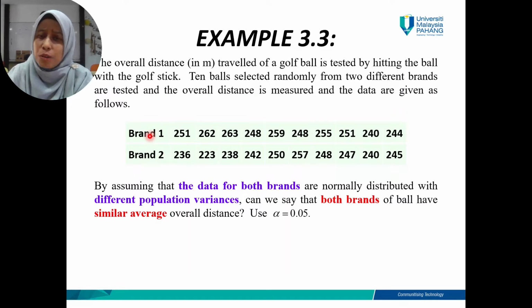So here obviously brand 1 is one population and brand 2 is another population, so therefore we can be confident that this is the case of independent samples. These 10 data were measured from the 10 balls of brand 1. These 10 data were collected from a different set of balls from brand 2. So these are 2 different populations. So this is the situation given to you.